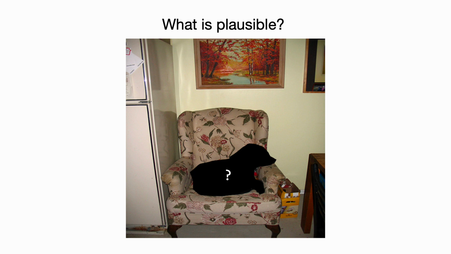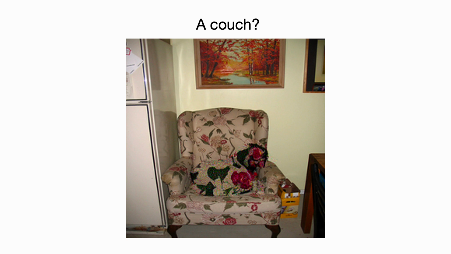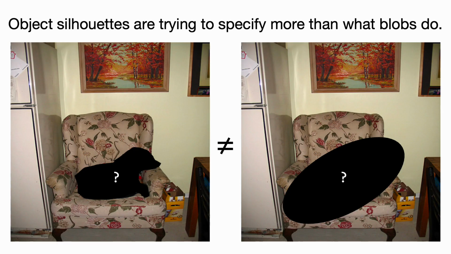What do you think is a plausible edit for the object highlighted in the black mask? Many methods would simply inpaint the mask such that it blends with the background, meaning filling the region with more floral couch. However, when a user inputs the contours of an object, as opposed to a blob, it often means that they are trying to convey something specific.